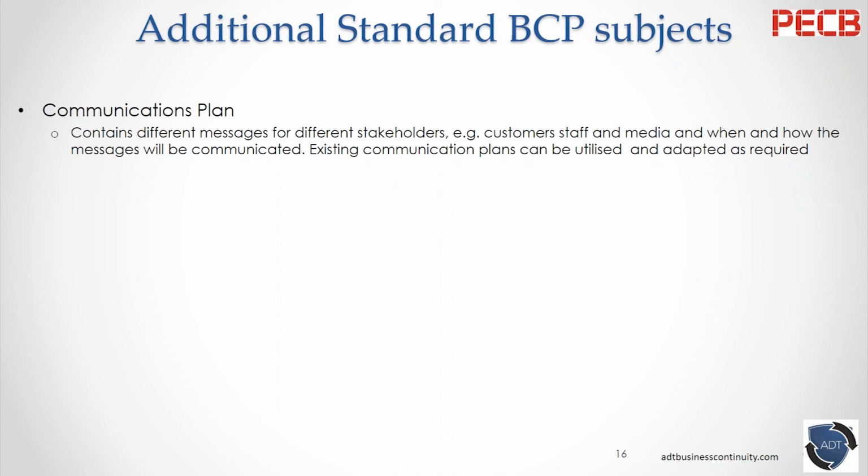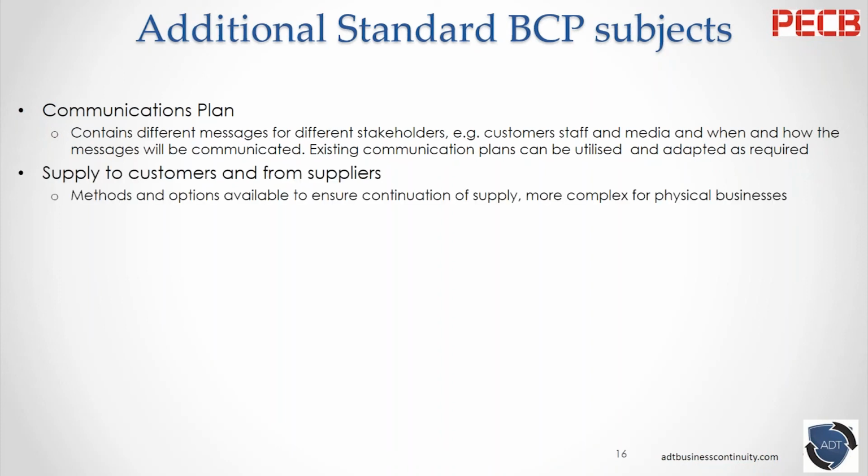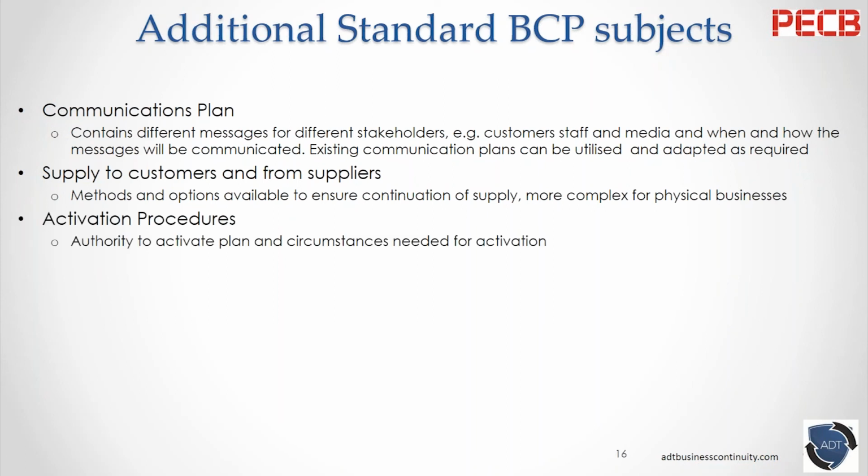Activation procedure. How do you activate it? Who has the authority to activate it? And what circumstances are needed for activation? Predefined so that people don't have to think about all the processes to go through, and also people can take the decision from a lower level, but feel empowered to do so. Checklist, standard checklist. What you're going to do first. The most important thing in most of these situations, the human aspect, is to make sure the staff are okay. That's more important than the actual business carrying on. So those are the things you need to do from a human point of view.